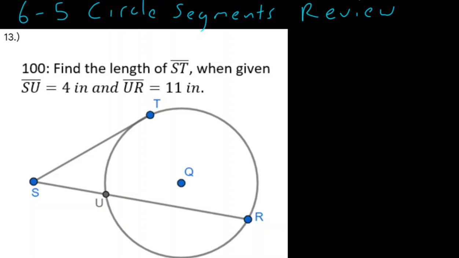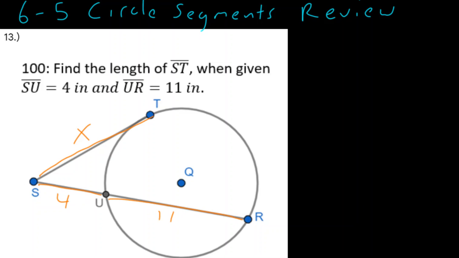Alright, and welcome to 6-5, Circle Segments Review. Now this says find the length of ST, so let's just go ahead and highlight ST, put the letter X. We're given SU is 4 inches, and UR is 11.